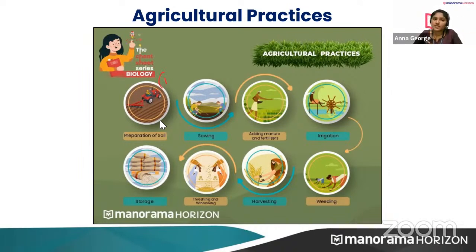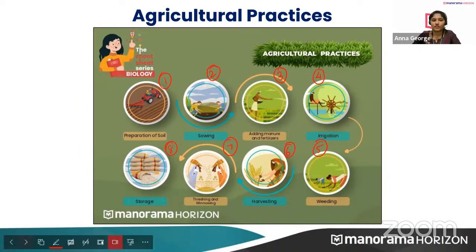The first step is preparation of soil. The second step is sowing. The third step is adding manure and fertilizers. The fourth step is irrigation. The fifth step is weeding. The sixth is harvesting. The seventh is threshing and winnowing. And the eighth is storage. So these are the eight agricultural practices. You are all familiar with all of these, I'm pretty sure about that.